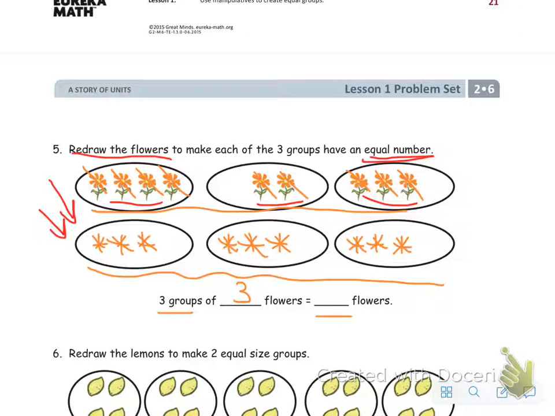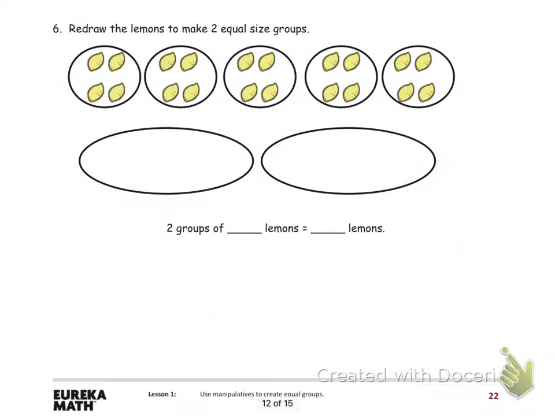Now for this, really all I'm going to do is count up how many flowers I have total. So 1, 2, 3, 4, 5, 6, 7, 8, 9 flowers total, okay? So I would put 9 right there. So for number 6, it's going to be pretty much the same exact thing. And you would just come in here and mark these off as you move them down into the groups below.